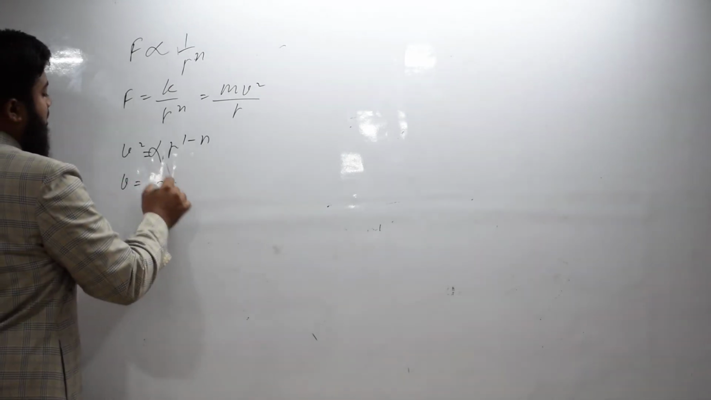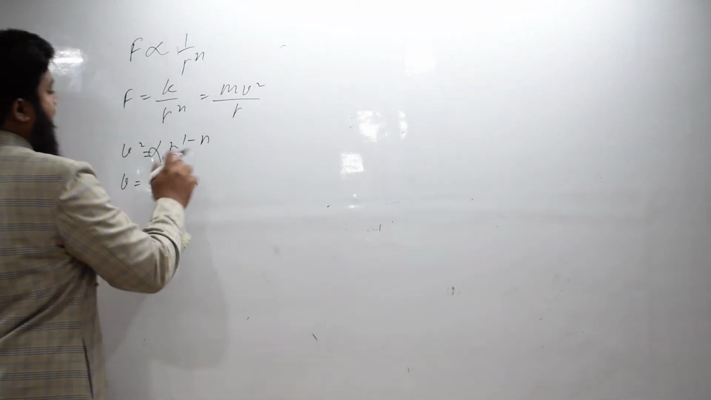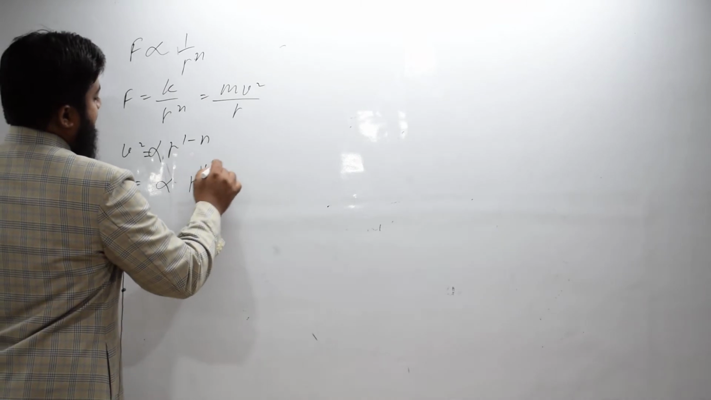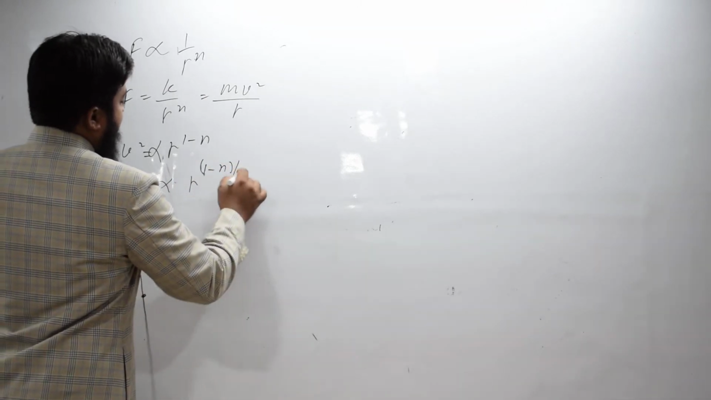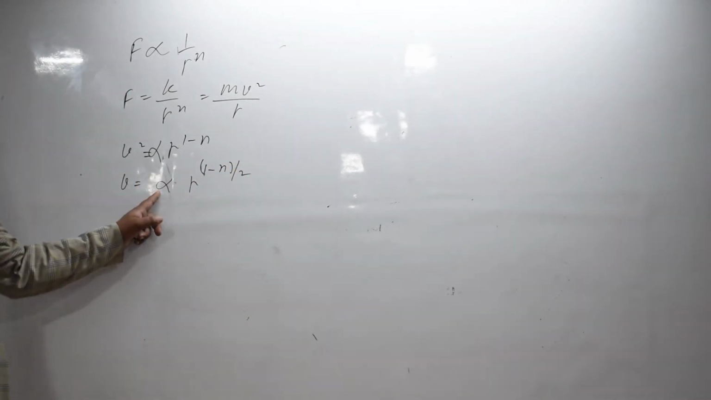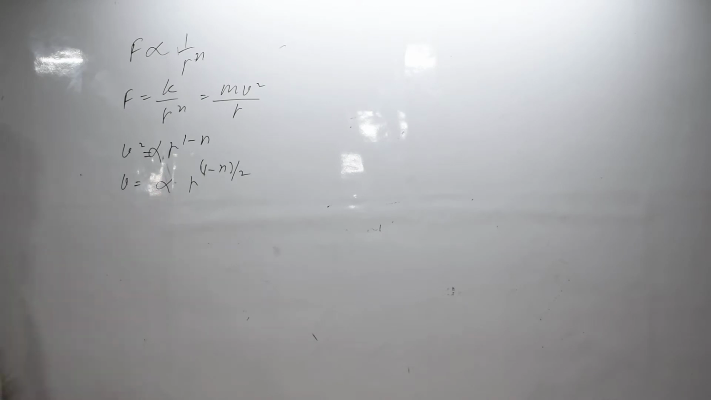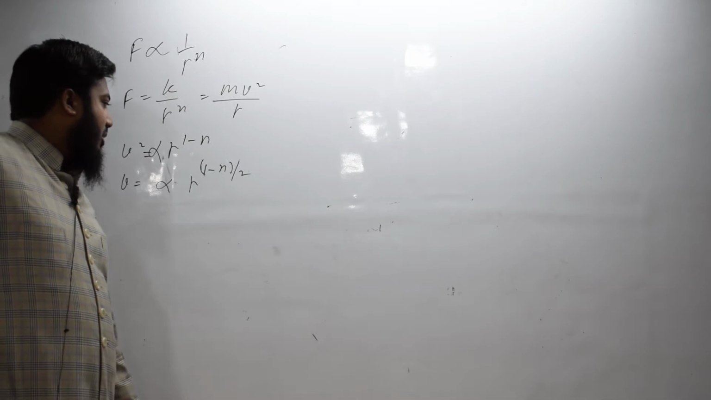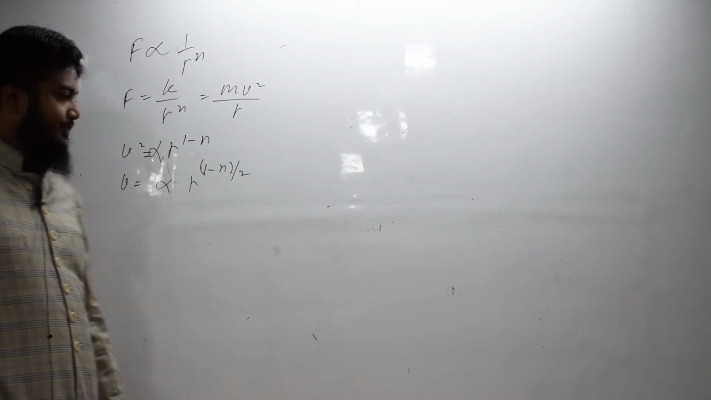So, v is equal to alpha times r to the power (1 minus n) whole divided by 2. This is a constant; square root of a constant is also a constant. So, this is velocity, alpha times r to the power (1 minus n) upon 2. Let us write it as alpha dash.